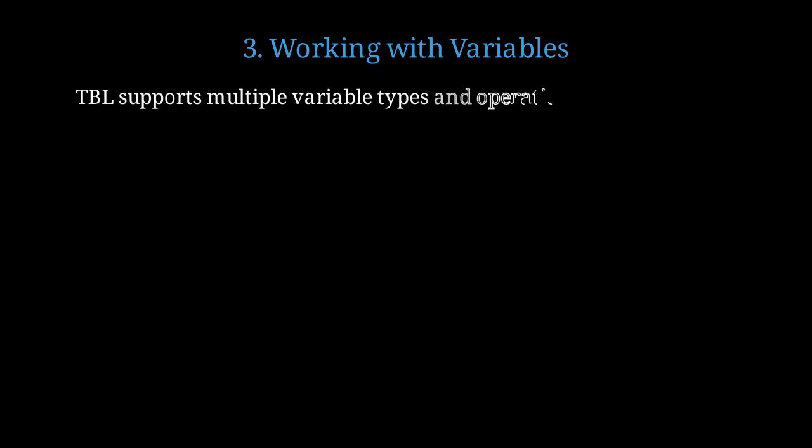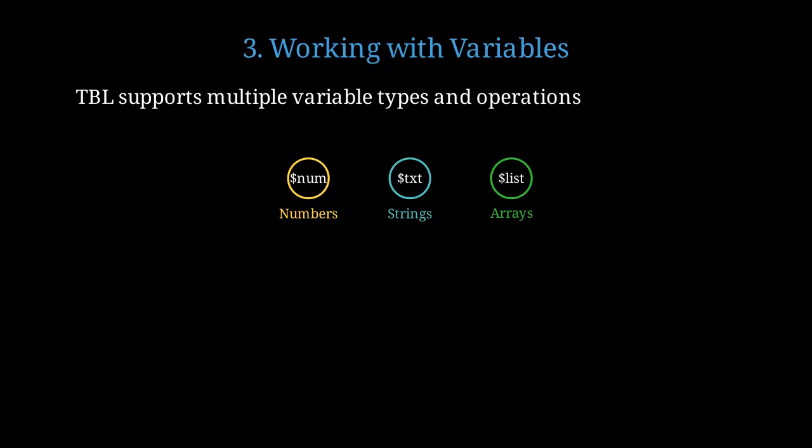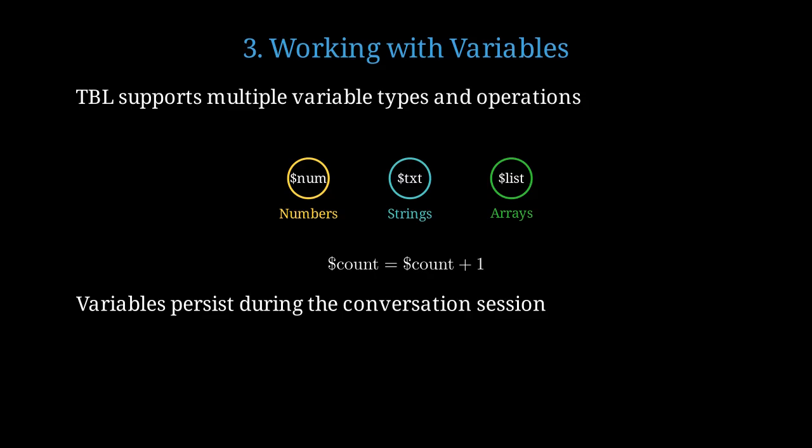TBL supports multiple variable types, including strings, numbers, and lists, for flexible data handling. TBL supports three main variable types: numbers for calculations, strings for text, and arrays for collections. You can perform arithmetic operations like incrementing a counter variable. Variables persist throughout the conversation session, maintaining state between user interactions.